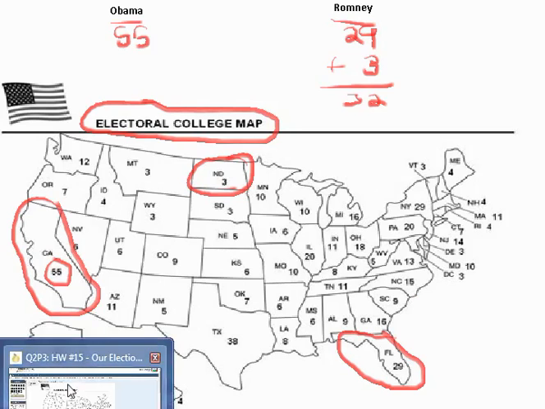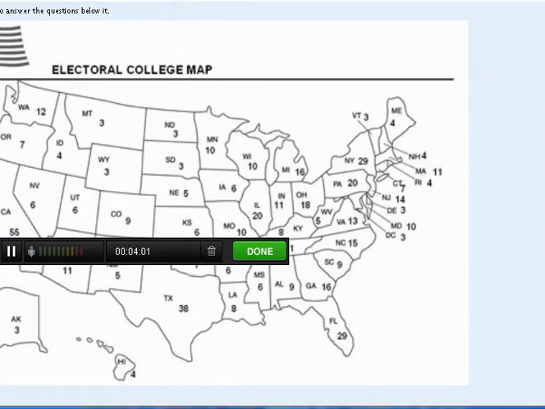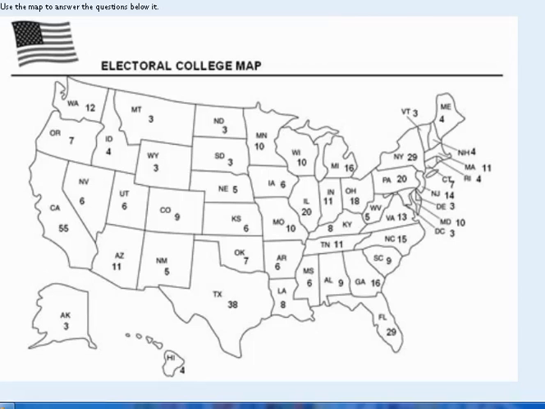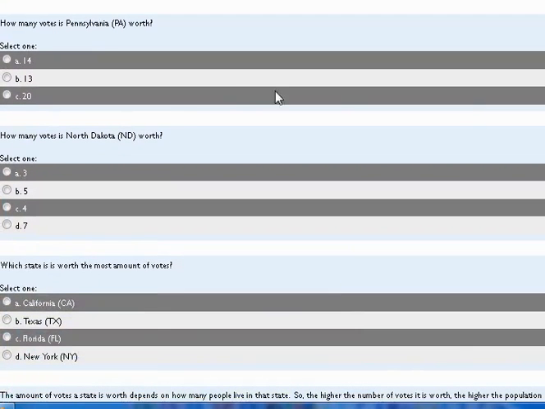So what are you going to do with this assignment? You're going to see the same map that I just showed you in the assignment. And what you're going to do is answer questions about the map. The first one says, how many votes is Pennsylvania worth? And it says PA, so you don't have to know the abbreviations. I put them in there for you. How many votes is Pennsylvania worth? 14, 13, or 20. So what do you do?